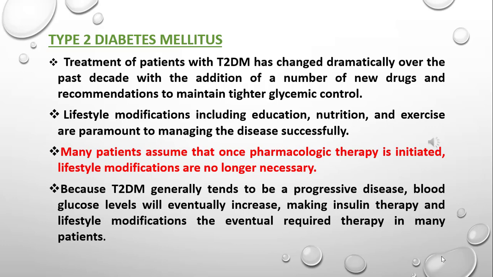successfully. There is a misconception that if a patient with type 2 diabetes mellitus has initiated pharmacologic therapy, then there is no need for lifestyle modification. This is absolutely wrong. Because type 2 diabetes mellitus generally is progressive in nature and the blood glucose level can increase instantly, making the patient insulin dependent, and the modification of lifestyle is the basic requirement after that problem.